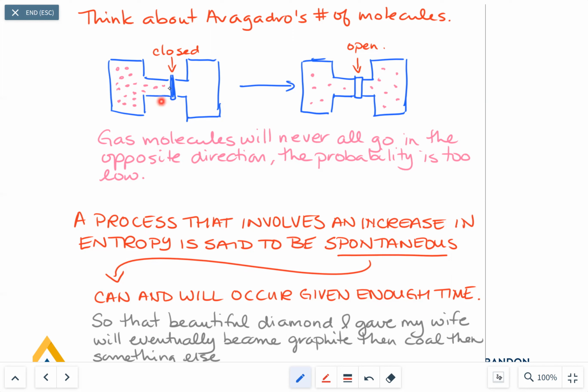So any process which is going to generate or increase the entropy is said to be spontaneous. And so basically, when you've got a spontaneous reaction, if you give it enough time, a reaction is going to occur.